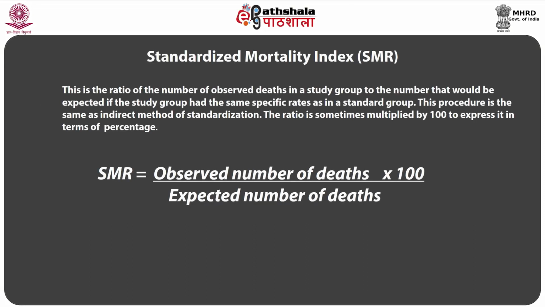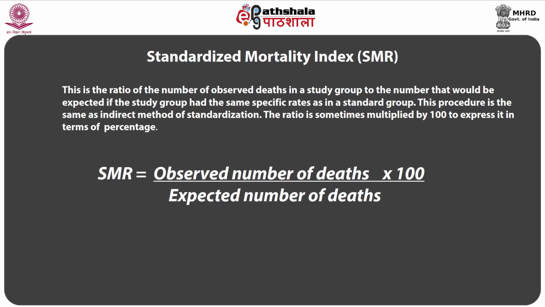Standardized Mortality Ratio (SMR). This is the ratio of the number of observed deaths in a study group to the number that would be expected if the study group had the same specified rate as in a standard group. This procedure is the same as the indirect method of standardization. The ratio is sometimes multiplied by 100 to express it in terms of percentages.